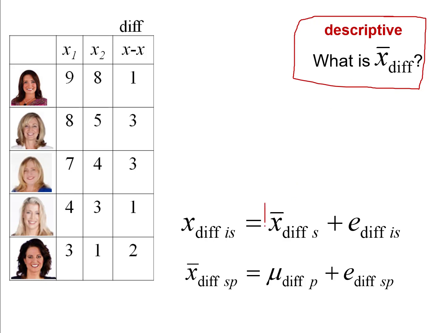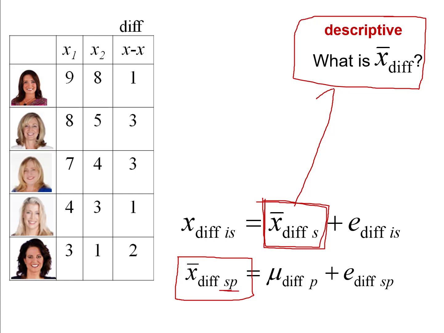And in our equations, we have that mean difference score, x bar diff for sample S, and it's the same mean right there. It's also the same mean right down here, x bar diff for sample S. And in our second equation, I also clarify it's from population P. And so the mean difference score from our equation is the thing that answers that descriptive question, because that gives us our parameter estimate.